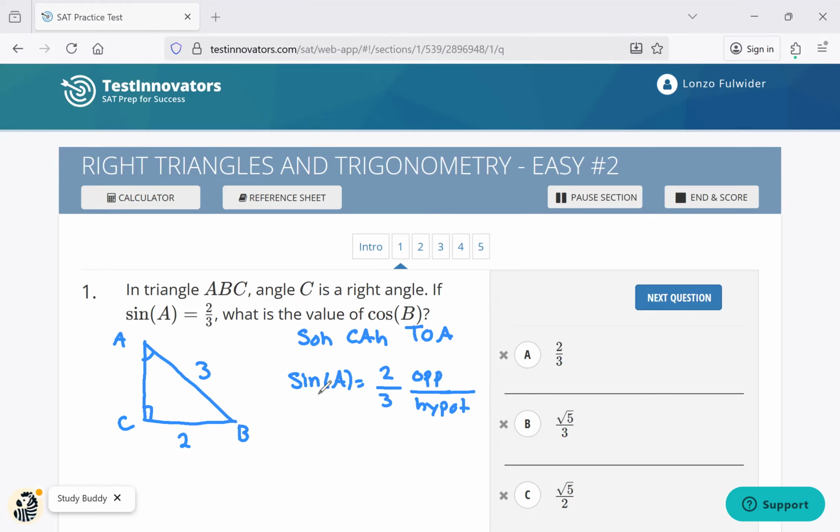And I think we should find out this length because if we want to find cosine of B, which is at this angle... Oh, we don't actually. Cosine of B, here's angle B, is adjacent, just 2, and then hypotenuse is 3. So it's actually 2/3.